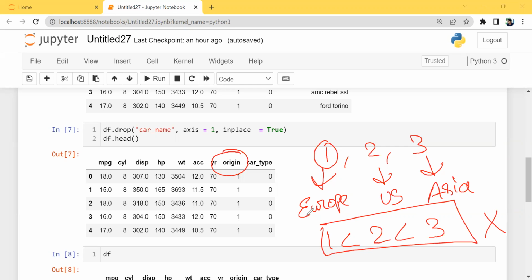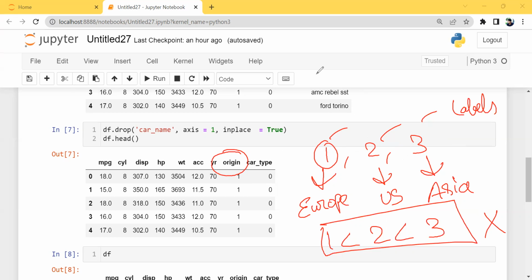Why? Because these are the regions, and 1, 2, 3 are all labels here. So we need to tell our algorithm that these are not numerical values, which don't have any kind of order, so no ascending order or descending order. These are just labels. Every single label is equal. 1 is as equal as 2, and 2 is as equal as 1, and 1 and 2 are as equal as 3, right? So we need to tell the algorithm that this is not a numerical value.